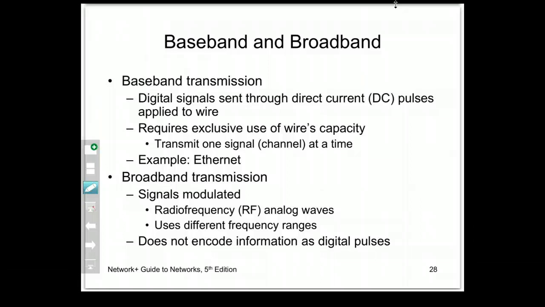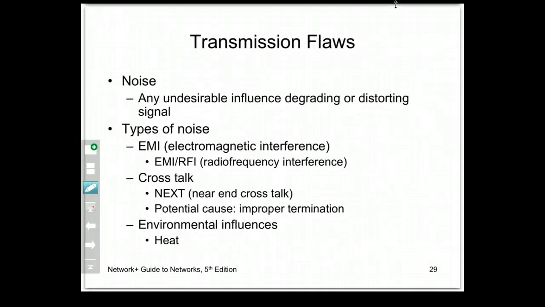It's basically modulated signals: radio signals, RF signals, analog signals, and then it uses different frequency ranges. And it does not encode information as digital pulses on broadband. One of the reasons broadband is faster than DSL is it's pretty wide open in its coding. It doesn't have much coding to it, and so the transmission is going to be a little faster because of that. What slows down DSL is the encoding and decoding of that transmission.